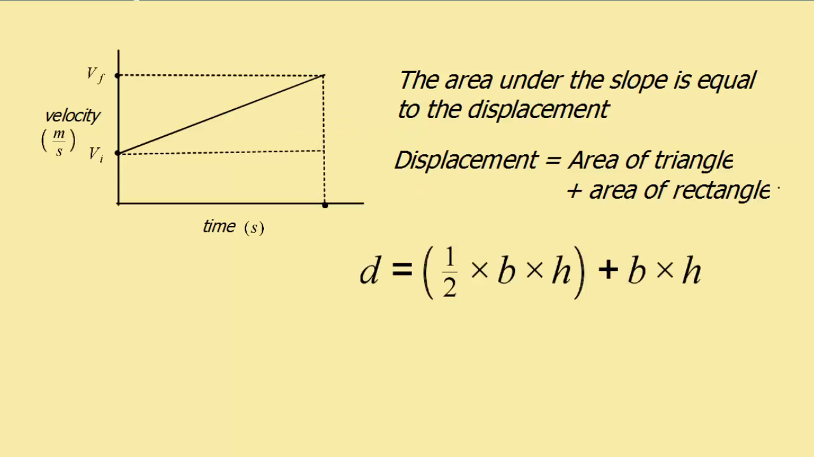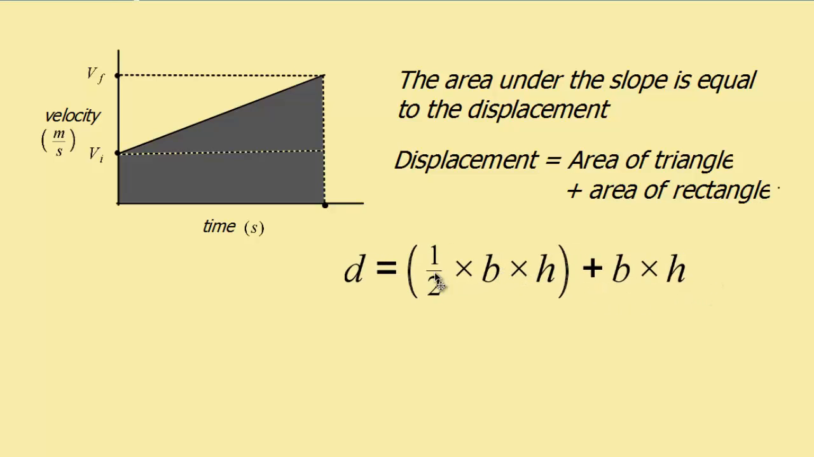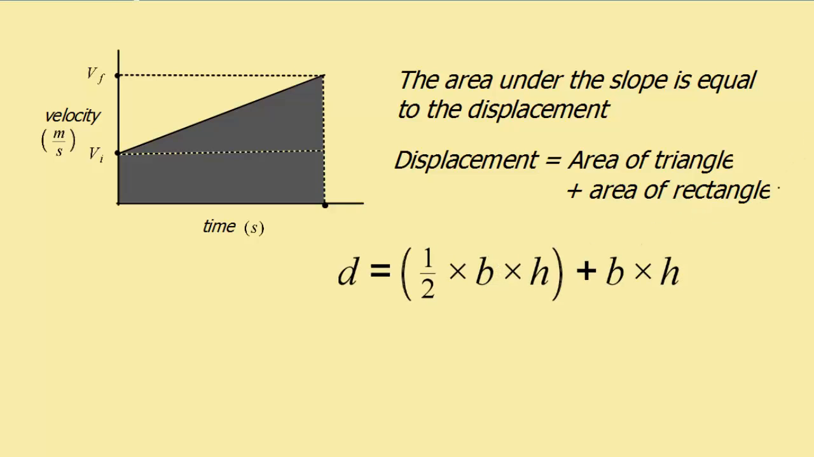So to begin, let's look at this. We're going to begin with displacement here. The area under the curve of a velocity time graph gives us displacement. And if we look at the area of this triangle plus the area of this rectangle, then that will describe for us the displacement of an object. And this equation is just a geometric expression of that. 1/2 base times height is the area of a triangle, and base times height is the area of this rectangle. This should be familiar to most of you by now.